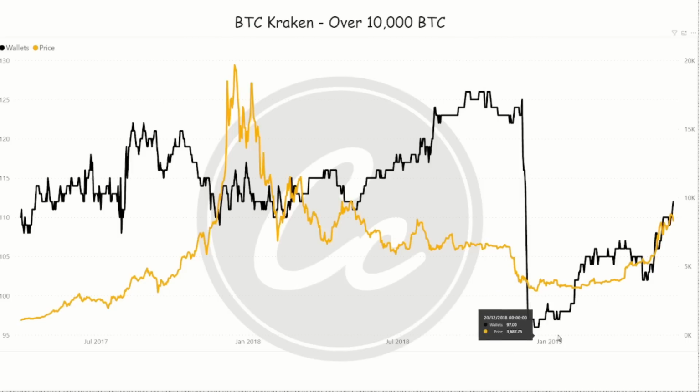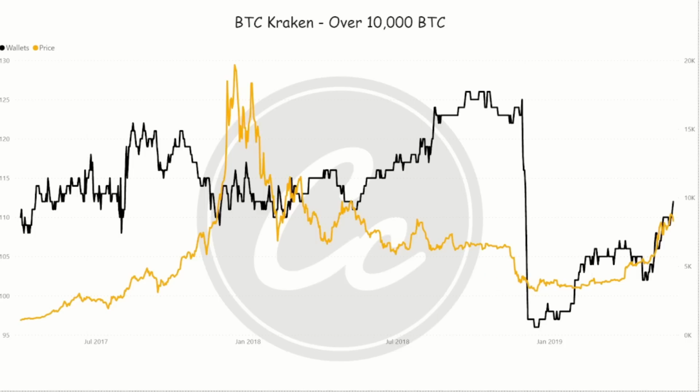This is 2018, just before the actual bear market low, which happened over here. And what do we see? Well, we see a significant drop in the wallet counts of over 10,000 BTC, and that just so happens to coincide with the bottom of the bear market. Now, during the bear market, what do we note? We note that they were accumulating the entire bear market, only to use that accumulated Bitcoin to flood the market with excess supply and drag the price down.